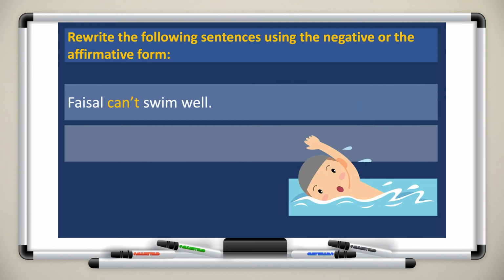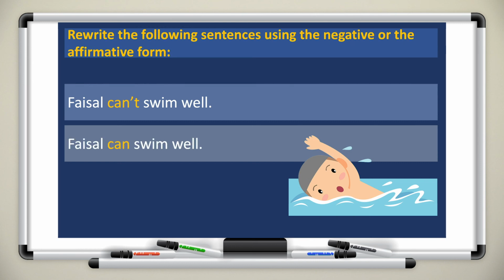Faisal can't swim well. This sentence is in the negative form. If I want to turn it into the affirmative form, how am I going to do it? I'll give you a few seconds. Faisal can swim well. This is how you turn an affirmative sentence into a negative one and vice versa.